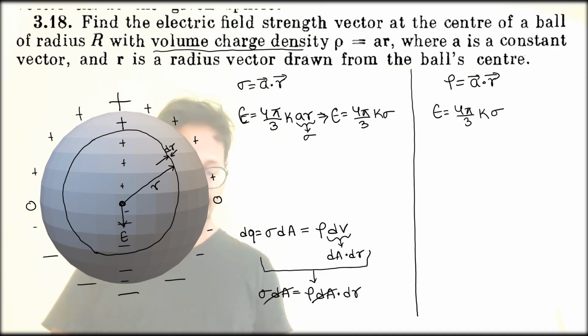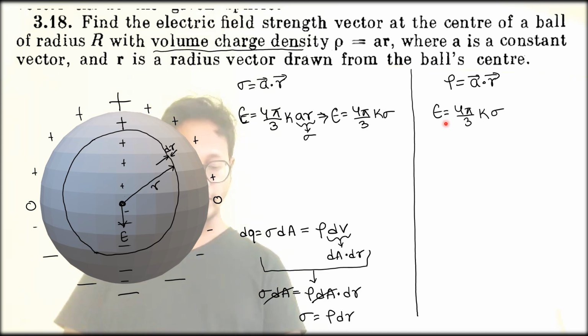dA and dA would get cancelled. So rho is equal to sigma by dr, or sigma is equal to rho into dr. So the same formula, when I use it out here, what will get converted? This sigma will be equal to rho into dr, no? Rho into dr, isn't it?